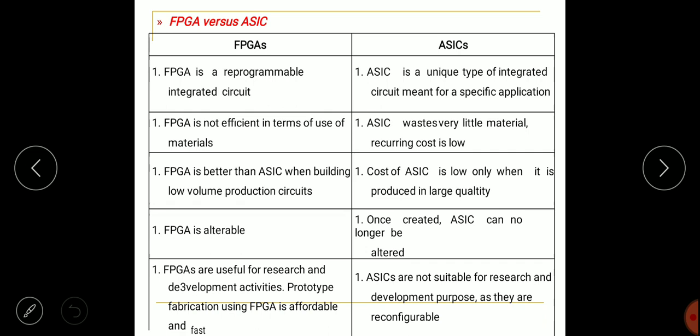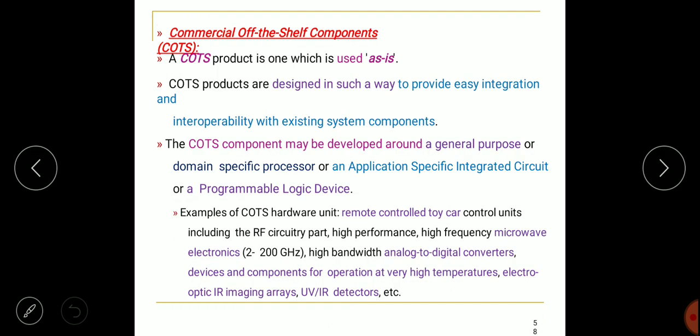Next, the differences between FPGA versus ASIC table will be given. Just go through it. Next, another system core. Let's discuss COTS. A COTS product is one which is used as is. COTS products are designed in such a way as to provide easy integration and interoperability with existing system components.